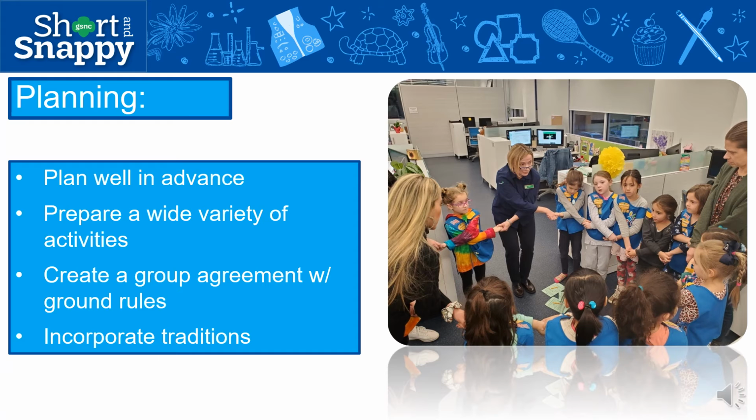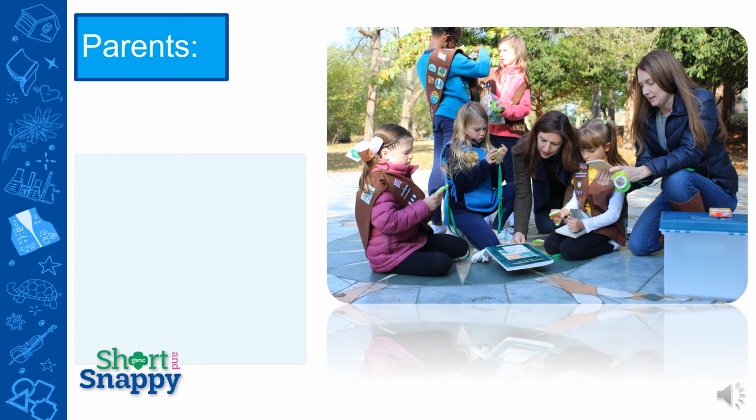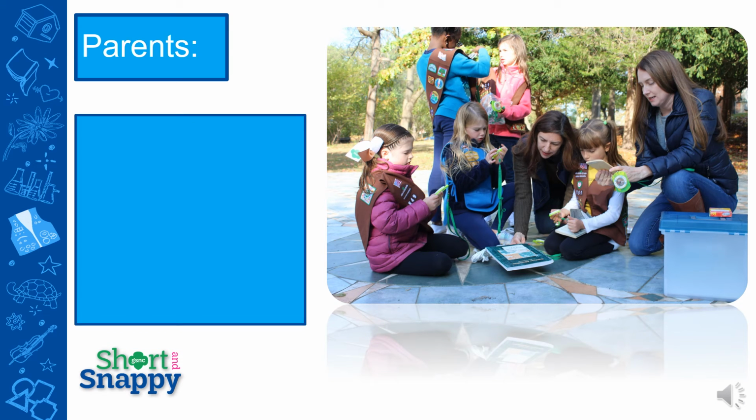And think about incorporating traditions. The girls can easily say the promise at the beginning of the meeting with their 3 fingers holding up. And at the end of the meeting, think about doing a friendship circle. It may seem silly to the girls at first because they're not standing next to their friends, but they're going to like it because it's going to remind them of that troop meeting that they always have, and they're going to feel good.